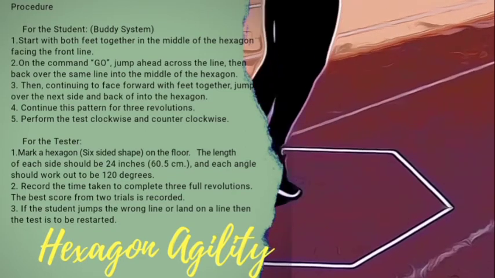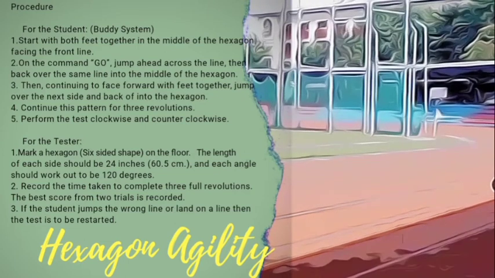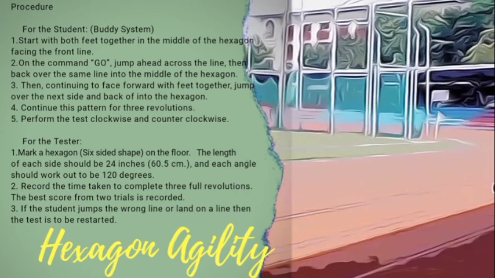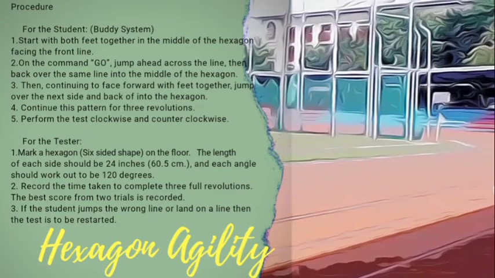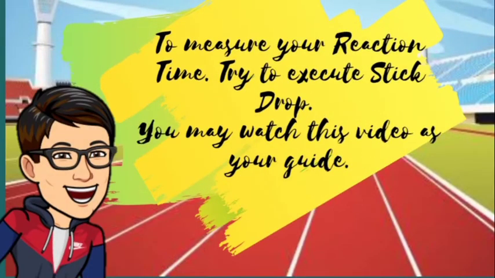Scoring. Add the time of the 2 revolutions and divide by 2 to get the average. Record the time in the nearest minutes and seconds. To measure your reaction time, try to execute the stick drop. You may watch this video as your guide.